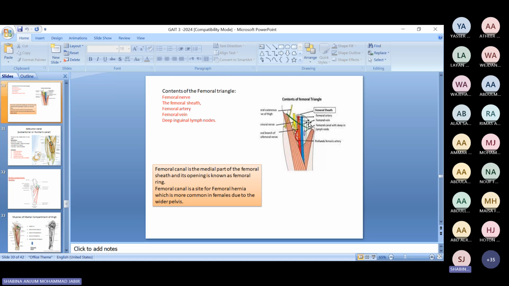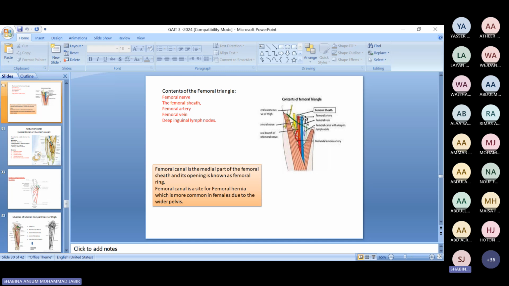Now, if you see carefully, this is a femoral sheath which has three small compartments. The first is for the artery, the second is for the vein, and the third, which has the lymph node, looks almost empty. This is called the femoral canal, which is the medial part of the femoral sheath, and its opening is called the femoral ring. So what is the importance? Because this is almost empty space, this is a common site for hernia.